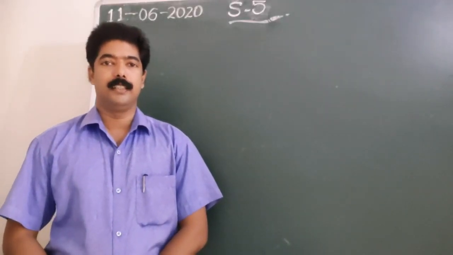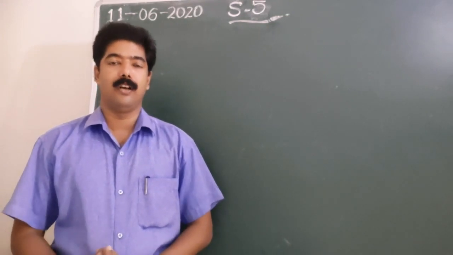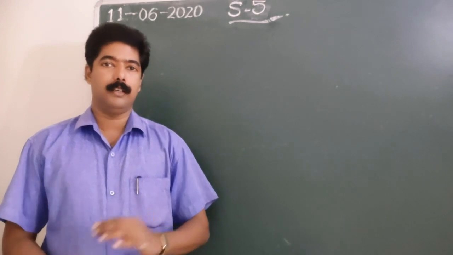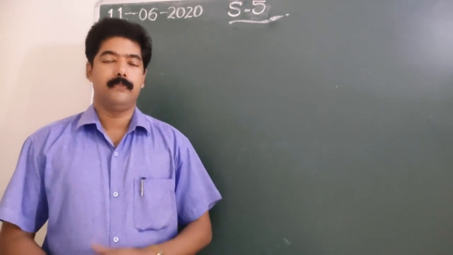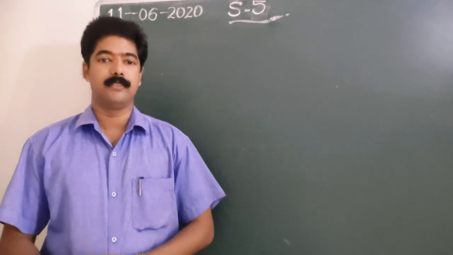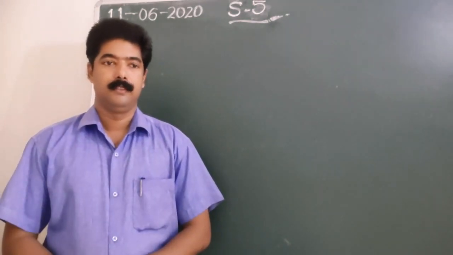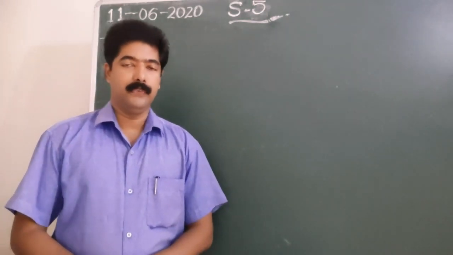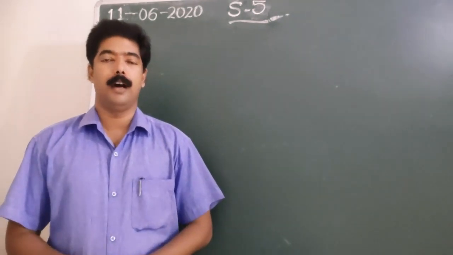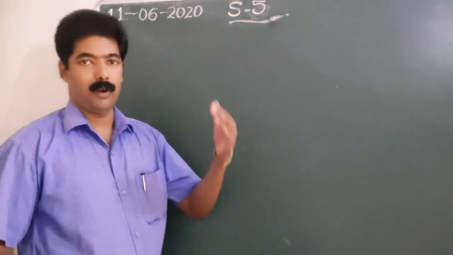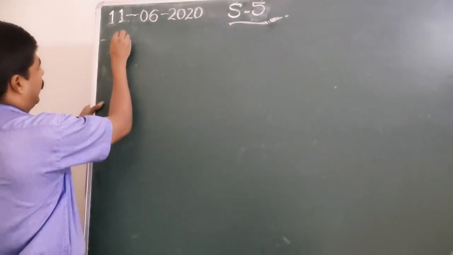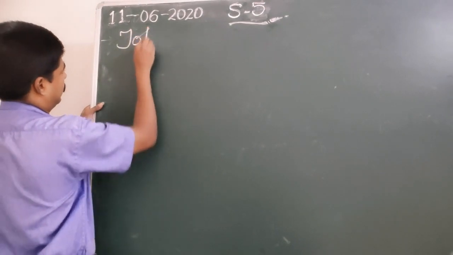Let us continue with the basic economic concepts. Last class we have discussed a few concepts and finally we stopped at the point of utility and its features. So today, first of all, let us discuss total and marginal utility. Let us write today's first word, total utility and marginal utility.